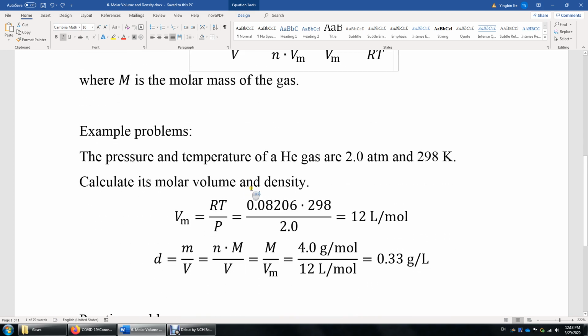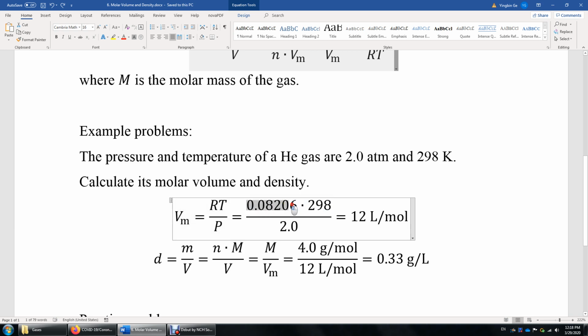Let's work on some example problems. The pressure and temperature of a helium gas are 2.0 atm and 298 K. Calculate its molar volume and density. So first, molar volume is equal to RT over P. This equation comes from PV equals nRT. We just plug in the numbers, make sure that you use consistent units.